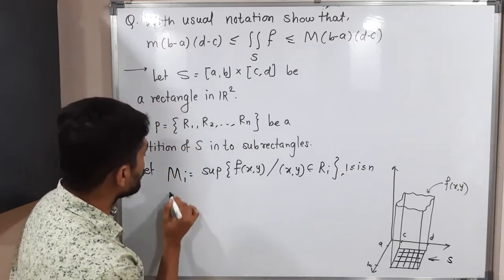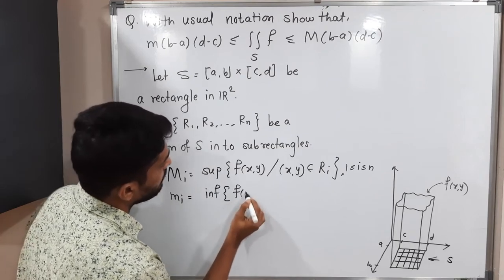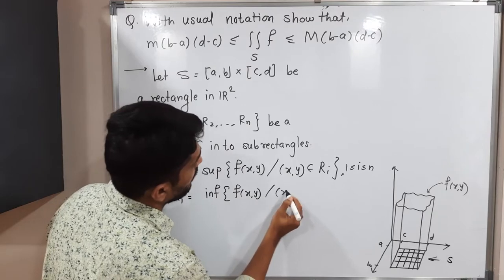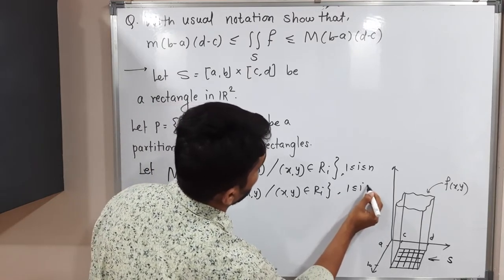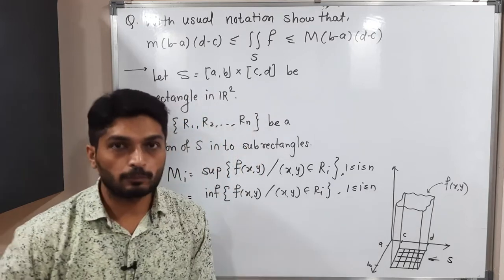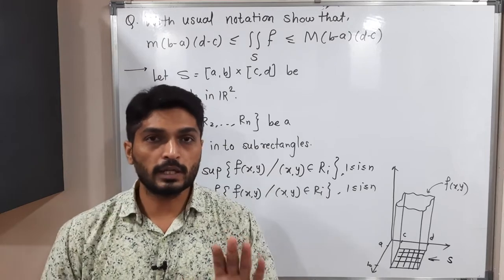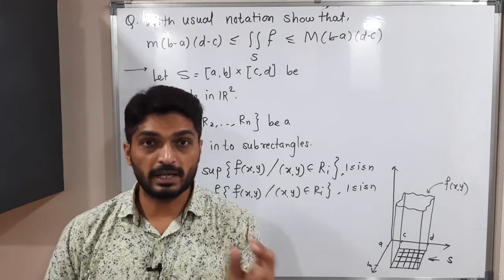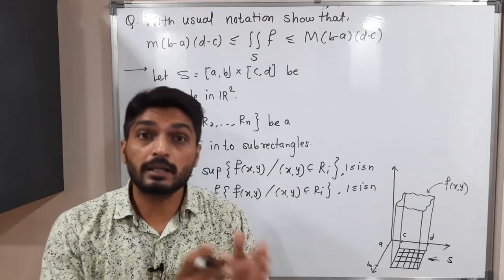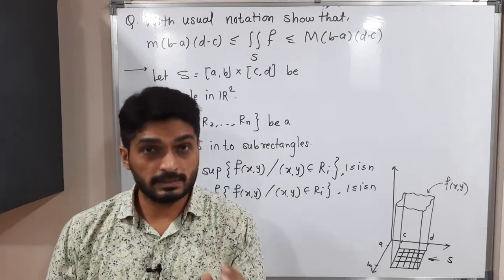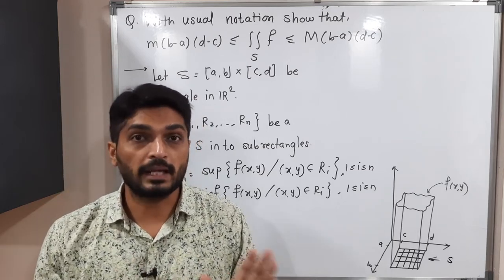Let me write. So small mi is equal to the infimum of f of xy, where xy belongs to Ri, i running from 1 to n. For each subrectangle, the function will have some maximum value, some minimum value. For example, for the 10th subrectangle, the function will have some maximum value, that will be capital M10. And for that same subrectangle, the function will have some minimum value, that will be small m10, right?